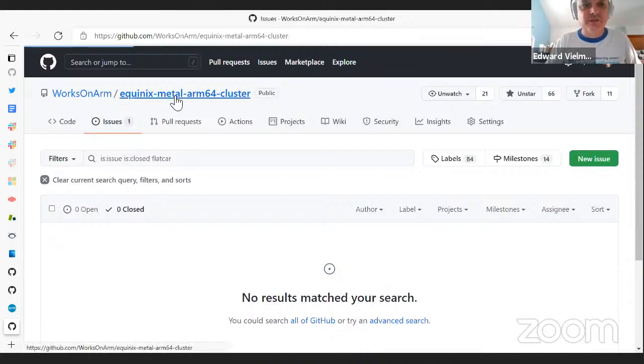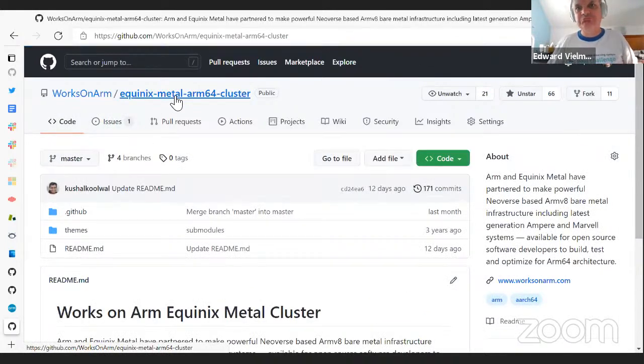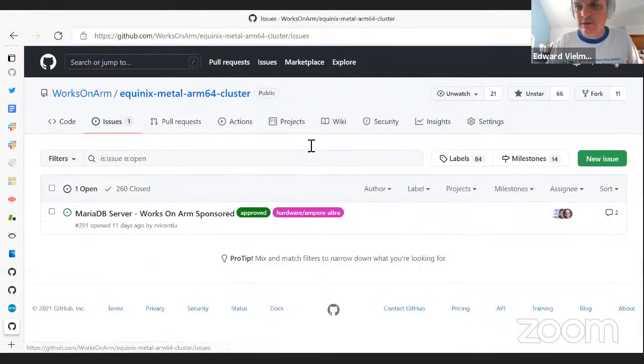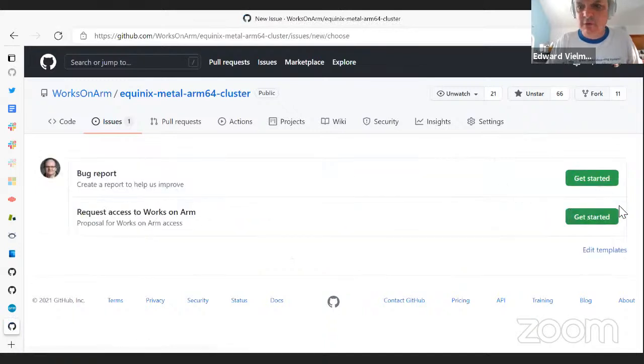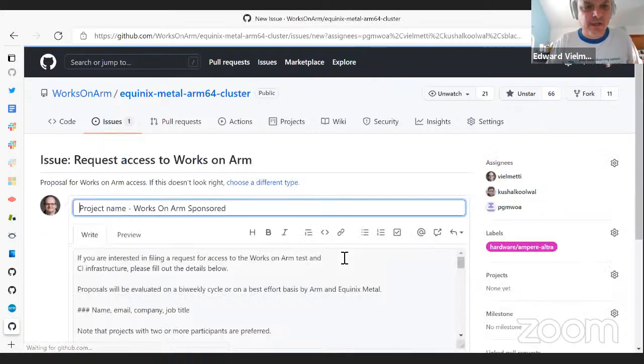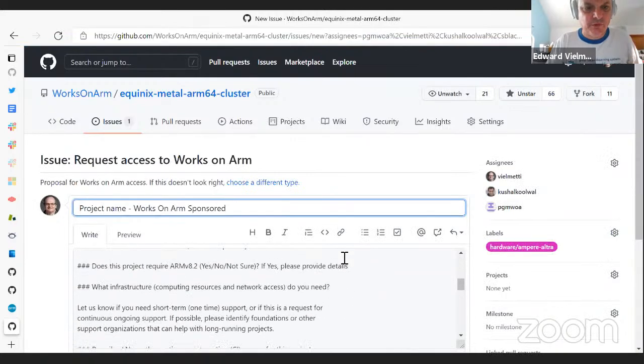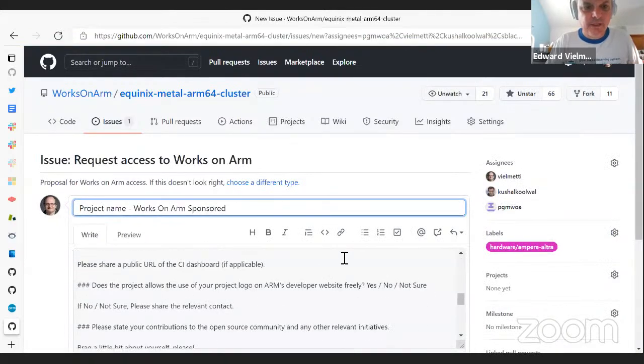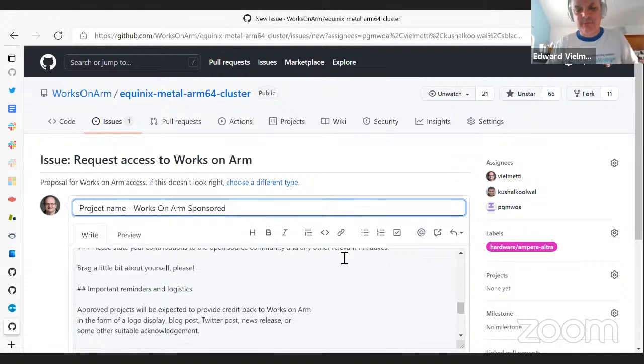So there's a cluster of systems. There's on the order of about 80 machines. Requests for access to systems: you basically look at the issue list and you open up a new issue, and it gives you a request access form, and you fill out a form with what you're looking for and why you want it, how you'll be using it, etc. So this is managed primarily by ARM itself.